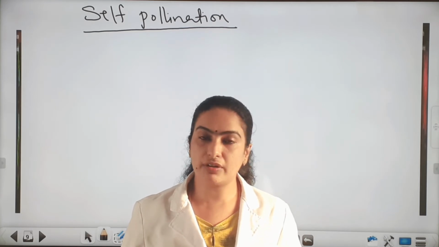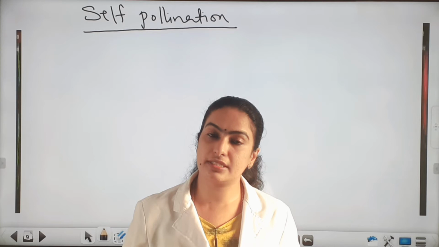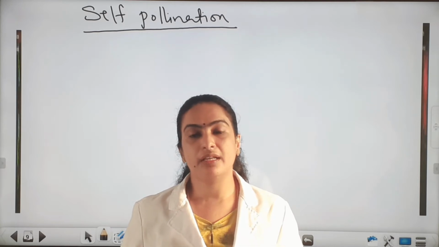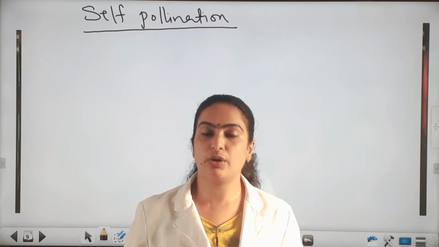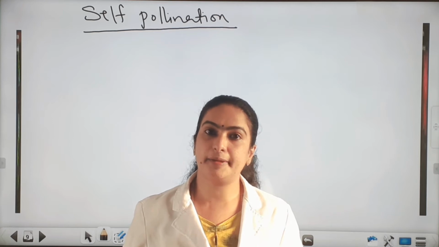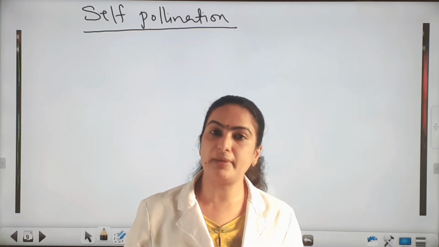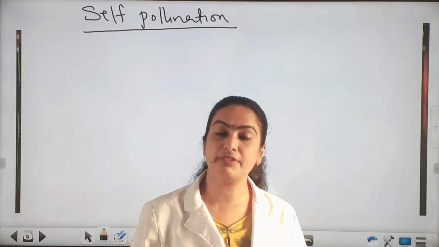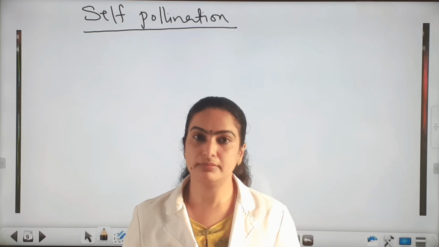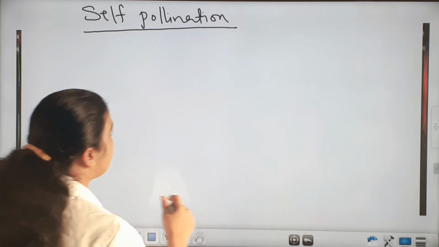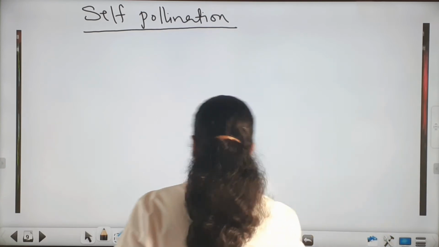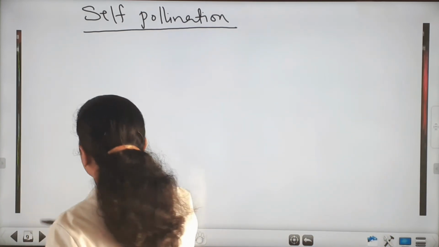If the plant is not bisexual, or it is unisexual, the transfer of pollen grains occurs from one flower to another flower of the same plant. I will explain it with an example, with a diagram. I will show you the diagram, then only you can understand.